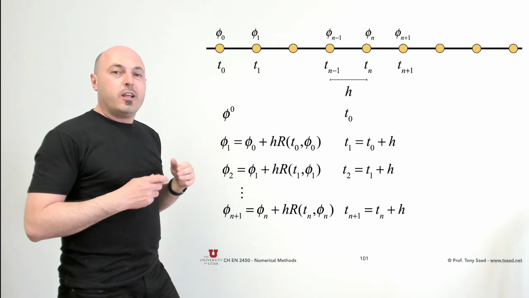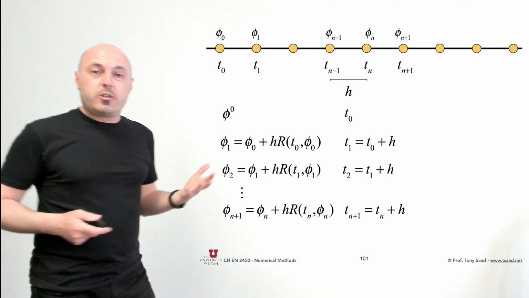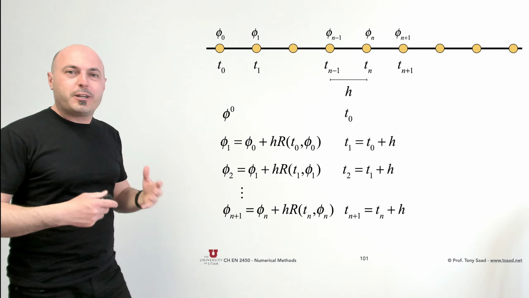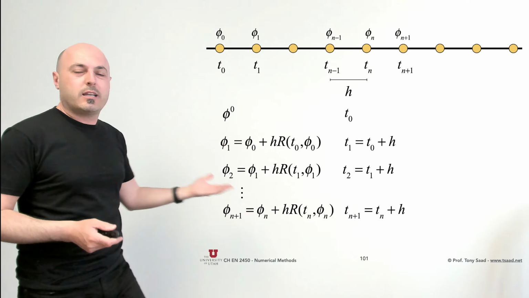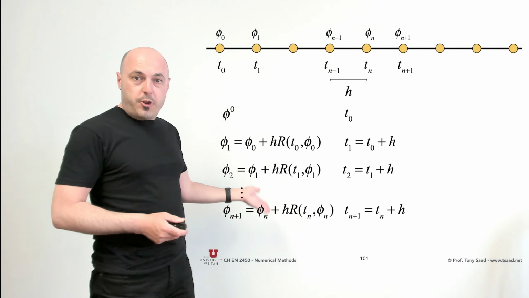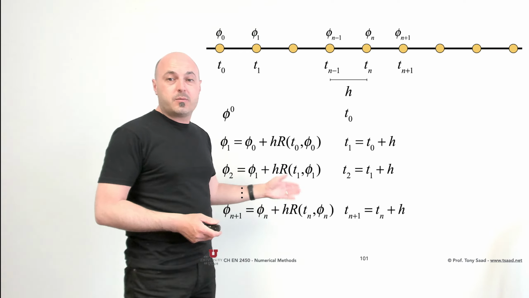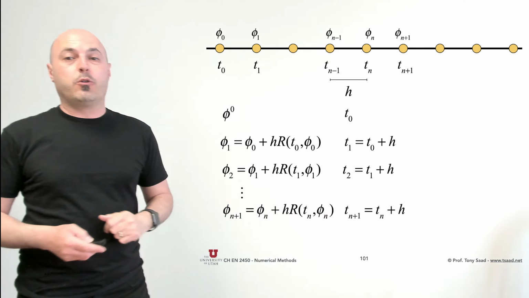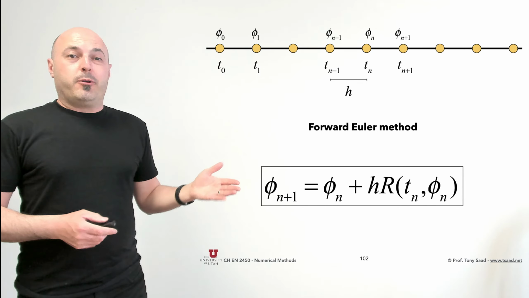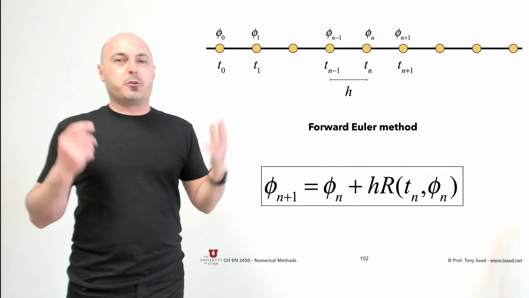It's like you are moving in time. That's the beauty of initial value problems. You know your current state and you're predicting your next state. So phi-n plus 1 is simply the known value phi-n plus delta t times the right-hand side evaluated at the known value. And that formula is called the forward Euler method.